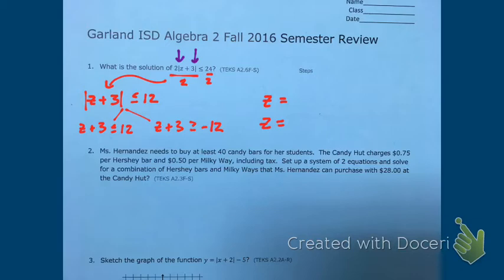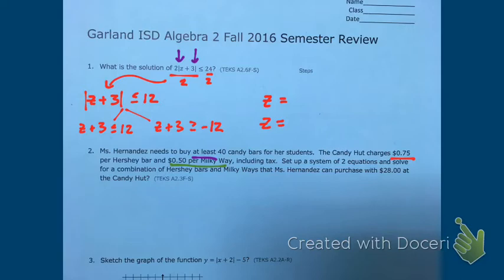Next one says Ms. Hernandez needs to buy at least, I want you to underline the words at least, because if we're buying at least 40 candy bars, we want to have at least 40 or more than that. So we know that the Candy Hut charges 75 cents per Hershey bar and 50 cents per Milky Way. Set up a system of 2 equations and solve for a combination of Hershey bars and Milky Ways.